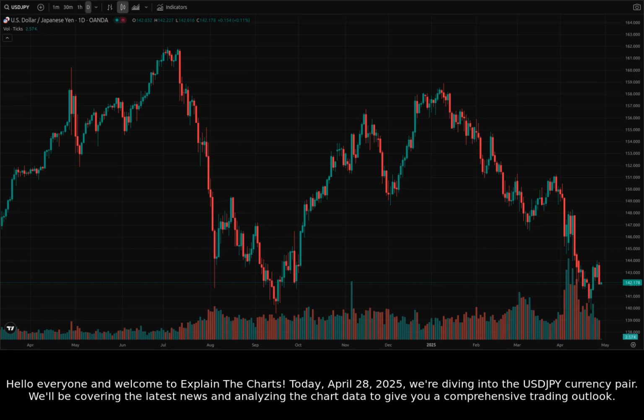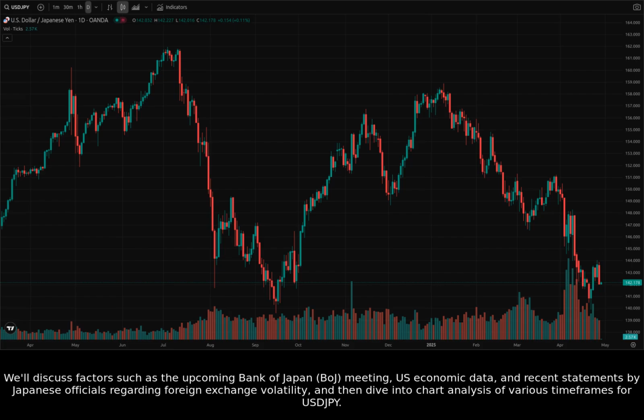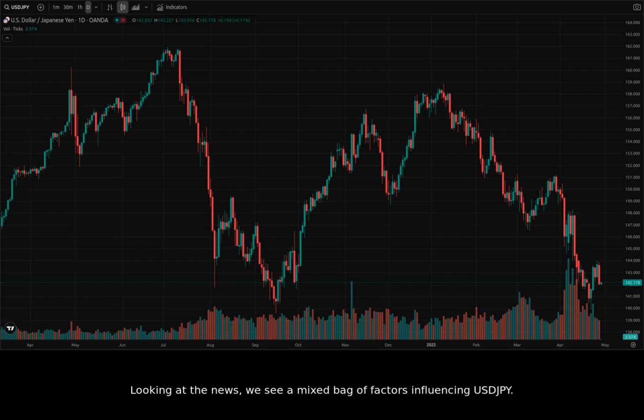Today, April 28th, 2025, we're diving into the USDJPY currency pair. We'll be covering the latest news and analyzing the chart data to give you a comprehensive trading outlook. We'll discuss factors such as the upcoming Bank of Japan (BoJ) meeting, U.S. economic data, and recent statements by Japanese officials regarding foreign exchange volatility, and then dive into chart analysis of various timeframes for USDJPY. Looking at the news, we see a mixed bag of factors influencing USDJPY.